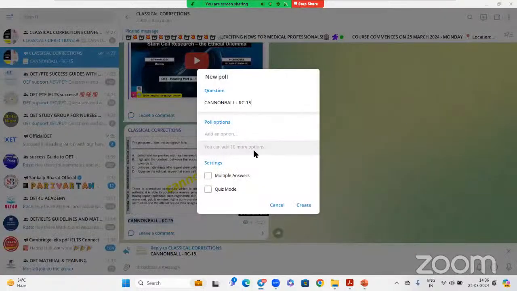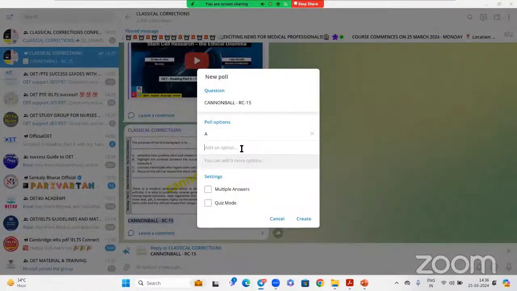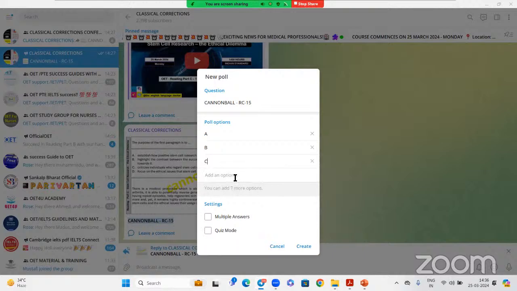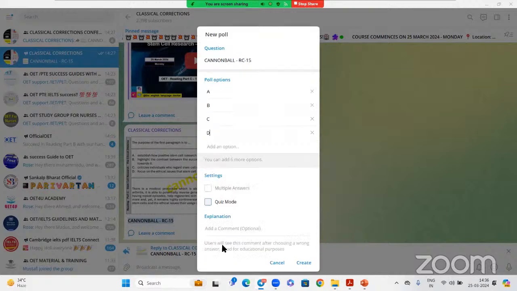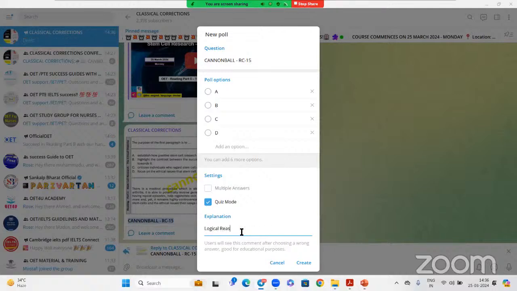Create poll. A, B, C, D. Logical reasoning approach.